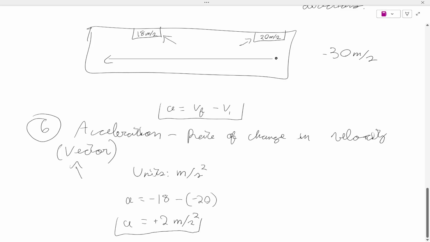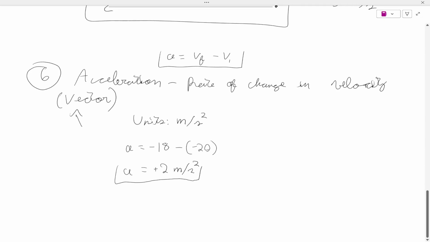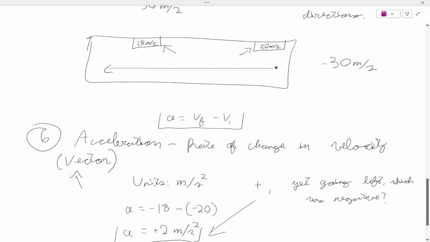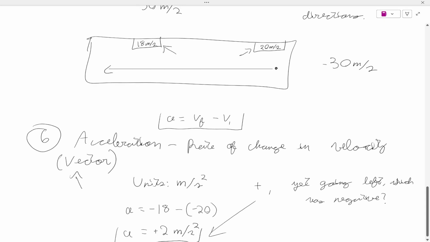Now, let's take into consideration what this means. If my acceleration was positive, yet I was going to the left, which was negative, what does this mean? I chose this scenario on purpose. This means I was accelerating in the slowing down motion.